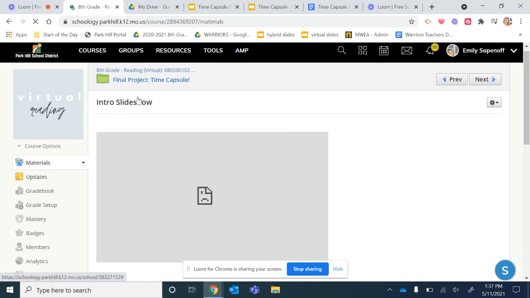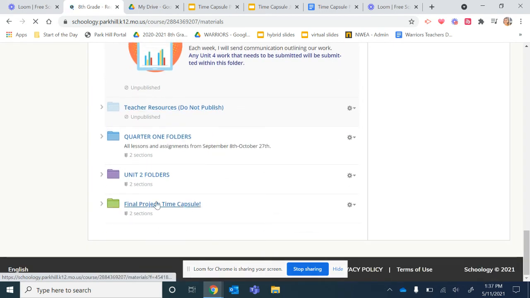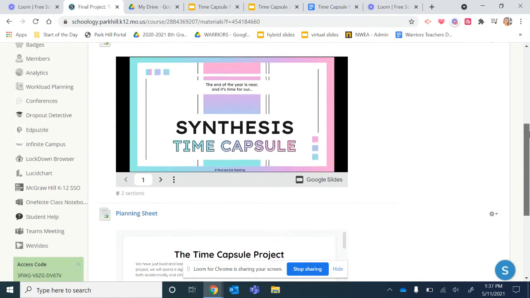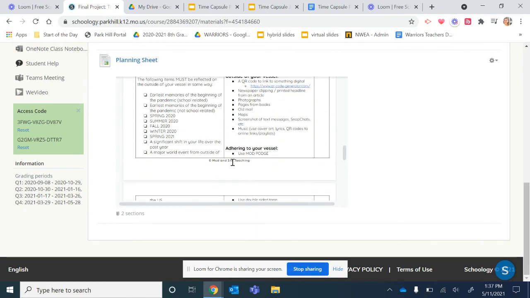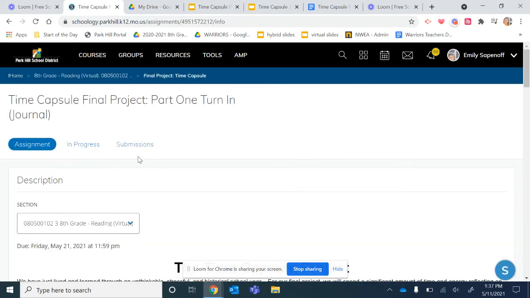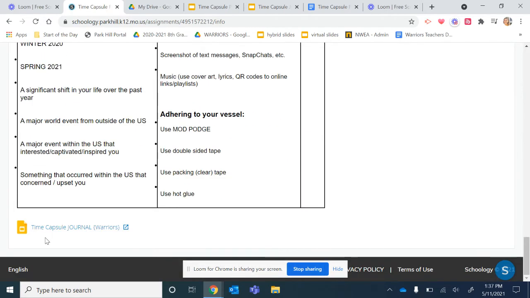So in your virtual reading course on Schoology, you'll go to the final project time capsule. I put the slideshow that I went over with you guys right here. And then the planning sheet is right here too. You don't have to do anything with it. You're just going to use that as a checklist, okay? The first part of it is you are going to turn in a journal.